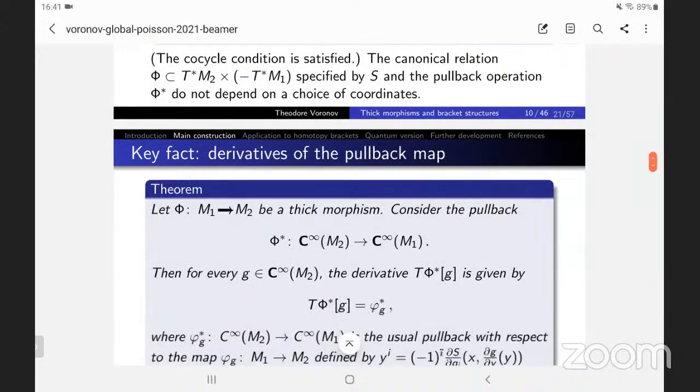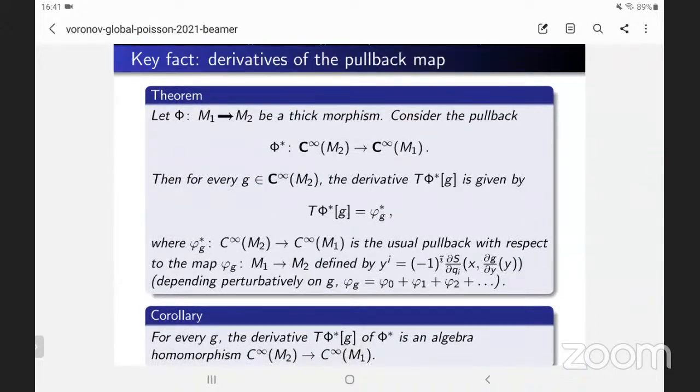Now we're getting to a key fact. Remember that ordinary pullbacks, which are linear, are also algebra homomorphisms. What we have here, it turns out, is a non-linear, actually formal, mapping. So we can calculate its derivative at every point. A point is a function. And it turns out that the derivative at a function g is given exactly by the ordinary pullback with respect to the mapping defined by the function g, the mapping phi sub g.